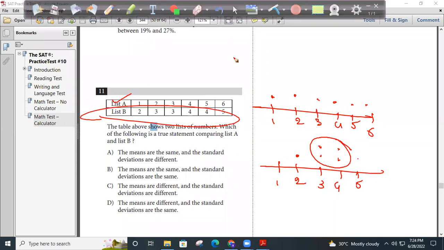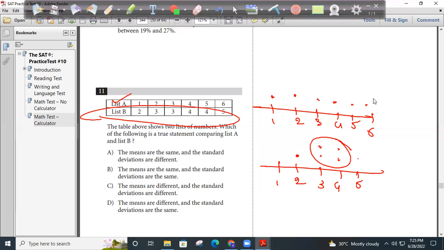Understand the basic. Where the data is closer, that will have less standard deviation. Where the data is deviating, more standard deviation. Clearly in list A the data is deviating. At least when I'm giving a graphical representation, you should think, not just give something simply.